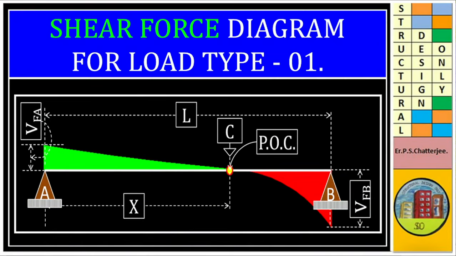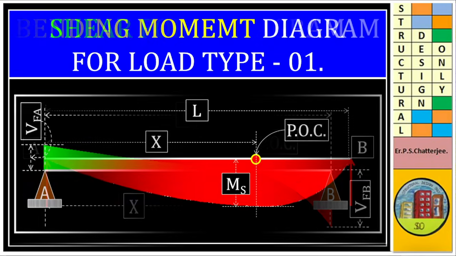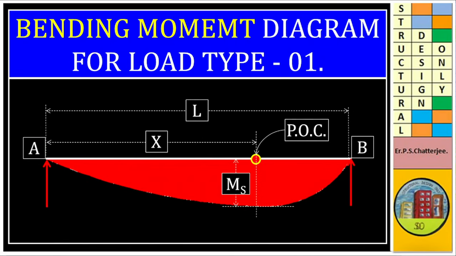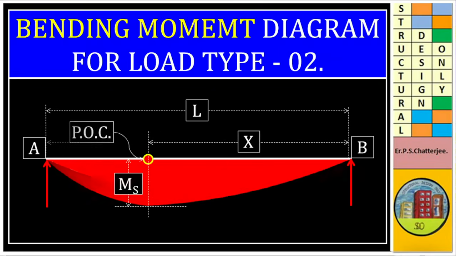Sample diagram for load type 1. I have nothing to explain. The bending moment diagram for load type 1 will be like that. This is the bending moment diagram for load type 2. The value will be the same, the position will change.